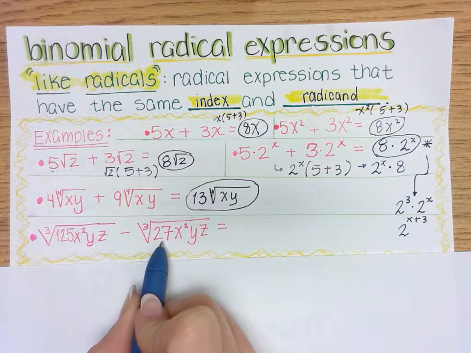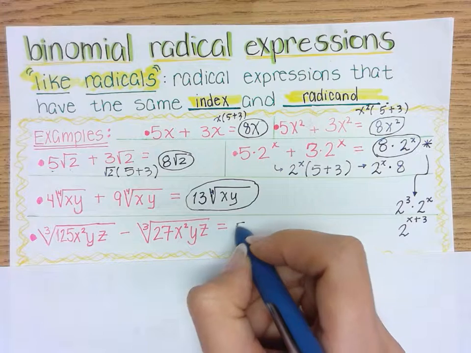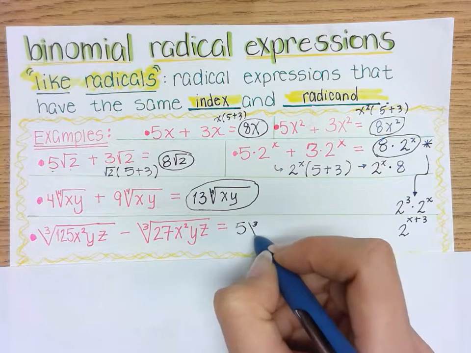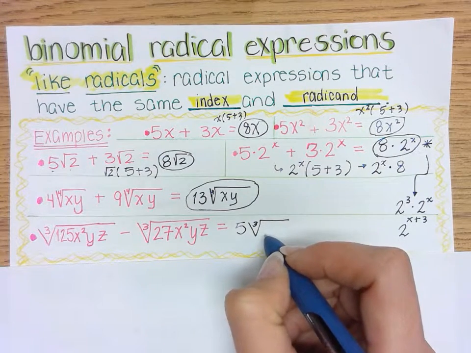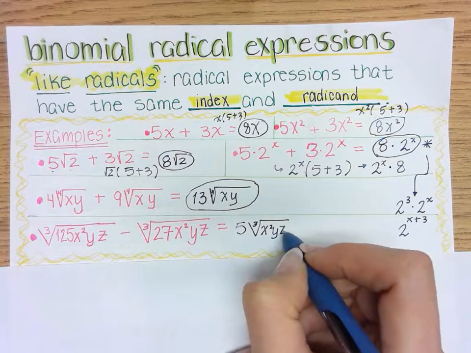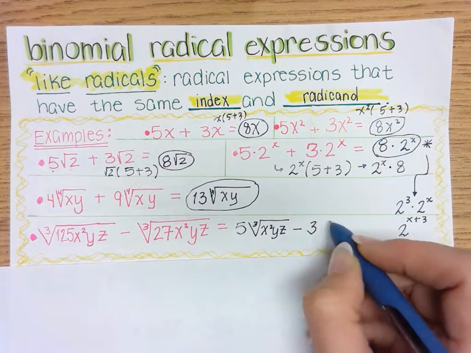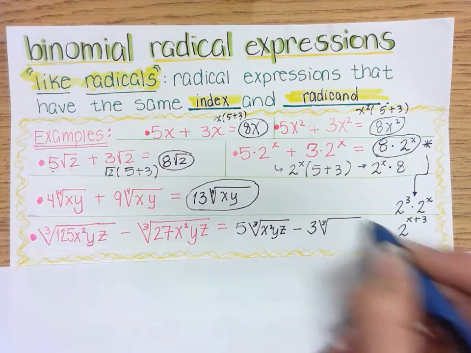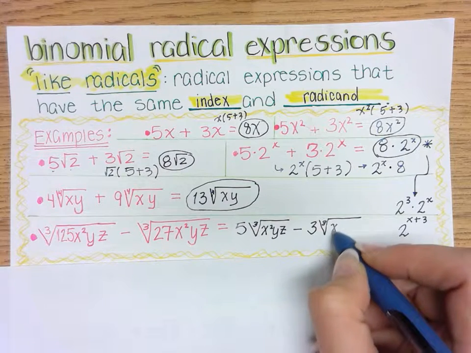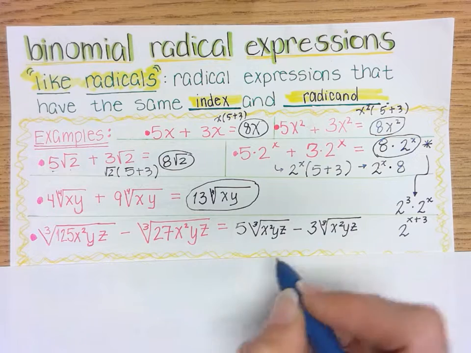Same over here with the 27. What is the cube root of 27? It's 3. So my next step is going to be 5 times the cube root of. Now what's going to be left inside? X squared, y, z minus. I'm going to take out a 3 because the cube root of 27 is 3. Really make sure the index is in the index. And again, I'm left with an x squared, y, z inside. Cross your z's. They look like 2's.